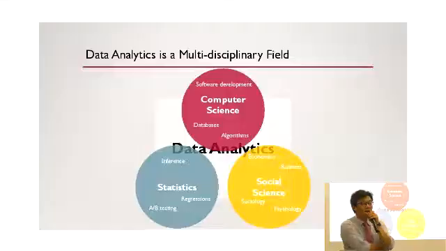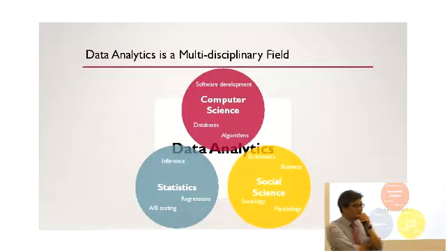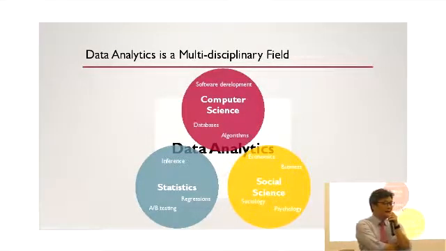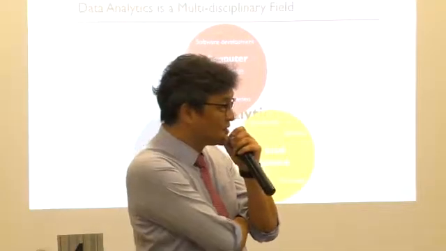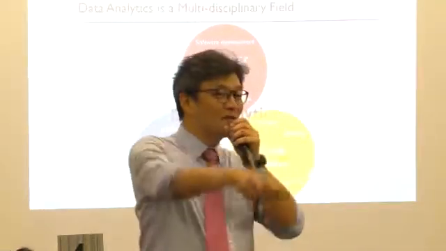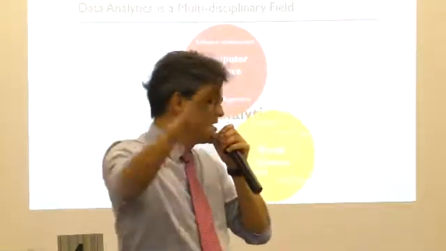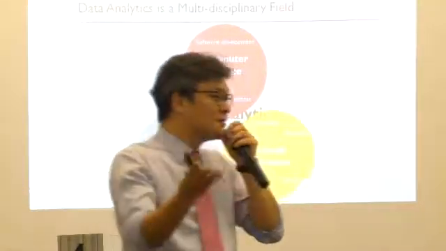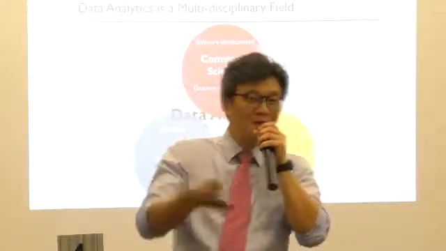Now, if you think about the field itself, data analytics is a multidisciplinary field that requires technical knowledge. We can't really do without the technical knowledge. We need knowledge of statistics, and we need knowledge of the domain. And so social science is actually a big domain, and it could be the physical sciences as well. It could be like weather modeling and things like that.